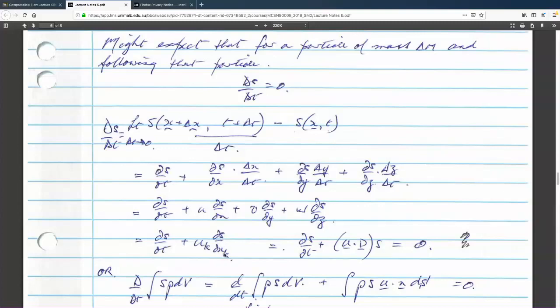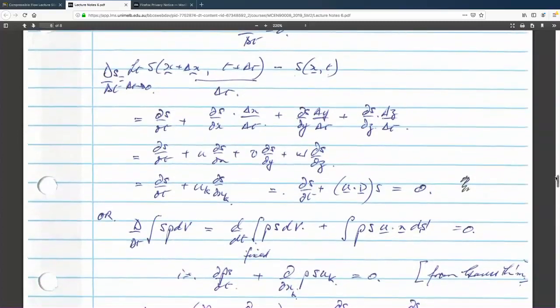And what does that mean? That's the same thing as ds/dt plus u dot grad. That's what uk d/dxk is. It's u dot grad times s. And that's equal to 0. That's what we suspect. Or we could do it another way.